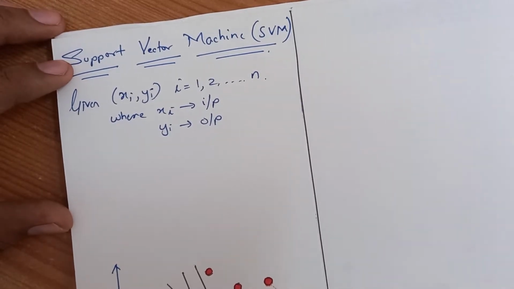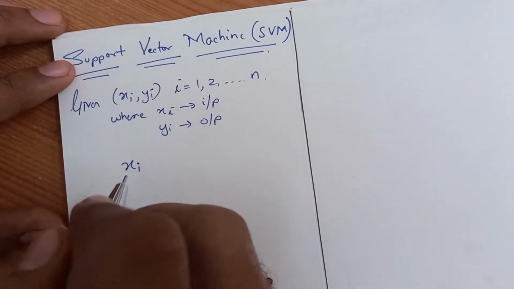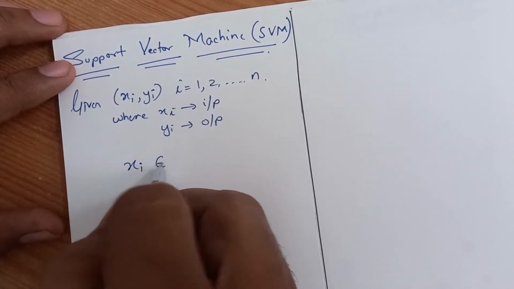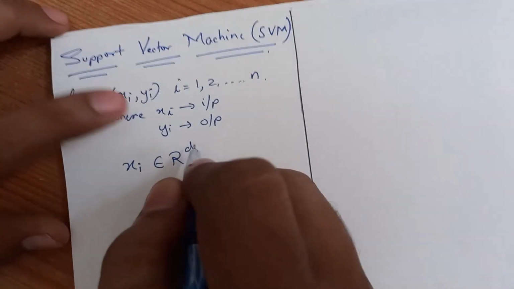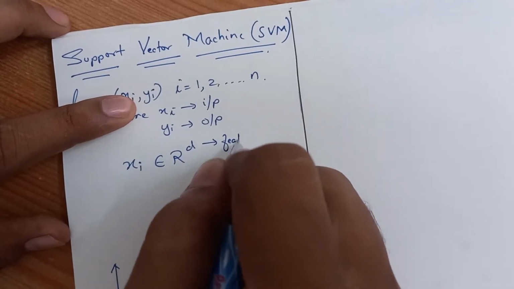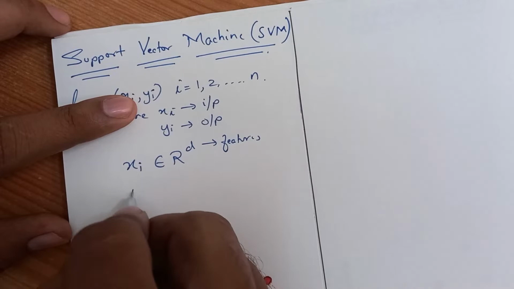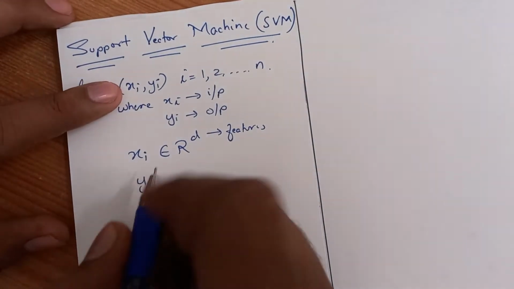When I say regression, input is also in the form of numbers and output you also get in the form of numbers. So in this case, xi, any particular instance of input space, belongs to real number raised to power d. Here d stands for the number of features. But for this explanation, we'll take d equal to 1. So we'll just consider a single feature for our input, and based on that input, we have to predict the output, which is denoted by yi.